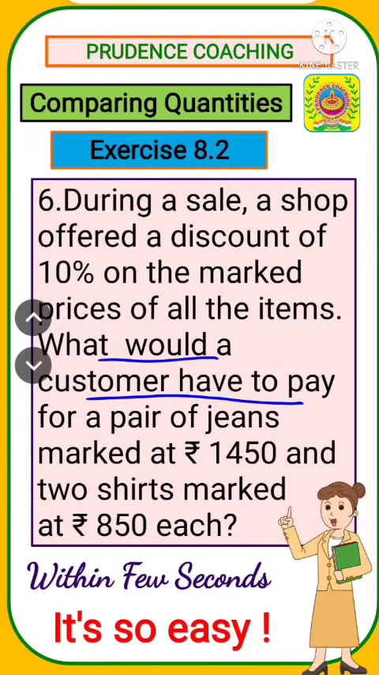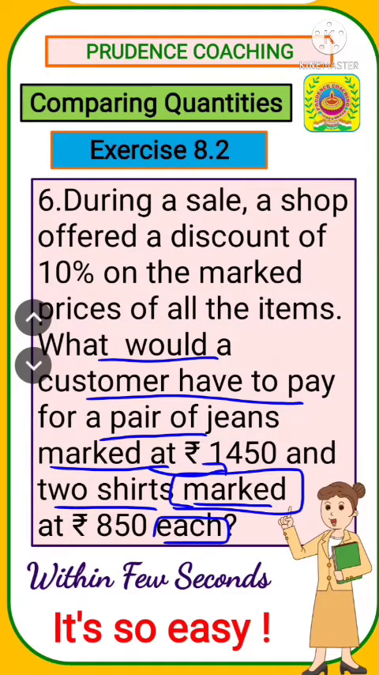And what things is the customer buying? The customer is buying a pair of jeans, meaning 2 jeans, which is marked. The marked price of these 2 jeans together is given to be rupees 1450. Also 2 shirts are bought by him. So 2 shirts are marked. So the marked price of these 2 shirts, each, you can see the word each, means each shirt is rupees 850. So the marked price of 2 shirts will be rupees 850 into 2, because here only the price of 1 shirt is given.